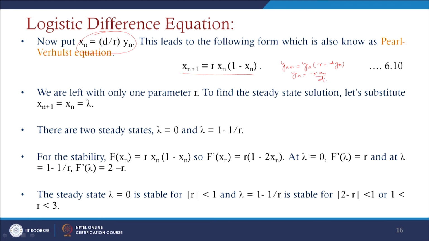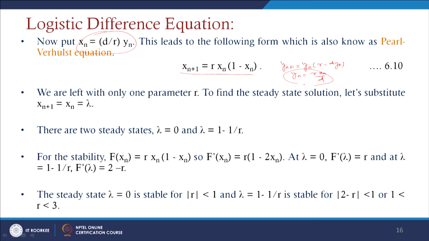So, from this equation, taking r common, or directly replacing yn in terms of xn, you can find xn plus 1 equals r xn into 1 minus xn, where d has gone out of this equation and we are left with only one parameter, r. To find the steady state solution, let us substitute xn plus 1 equals xn equals lambda here. There are two steady states, lambda equals 0 and lambda equals 1 minus 1 by r.